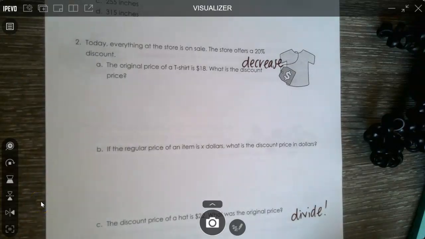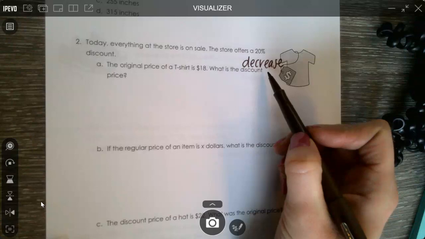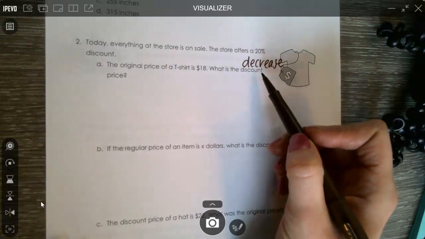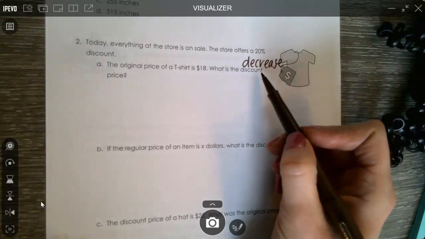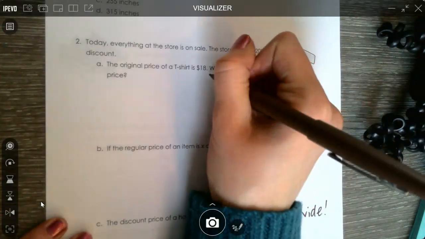All right, so number 2, it says today everything at the store is on sale. The store offers a 20% off discount. We've already talked about discount is a keyword for decrease. Okay, we are going to have a smaller answer than what we started with because we're getting money off the total. Okay, that being said, there's 2 ways you can solve this.